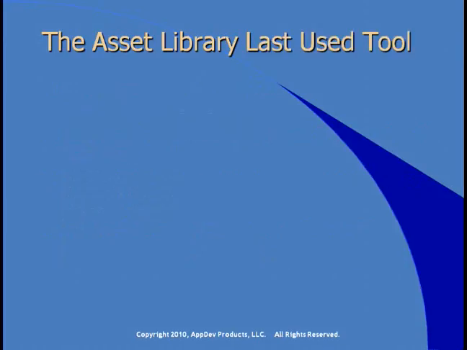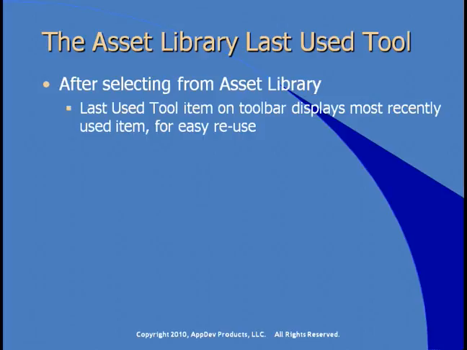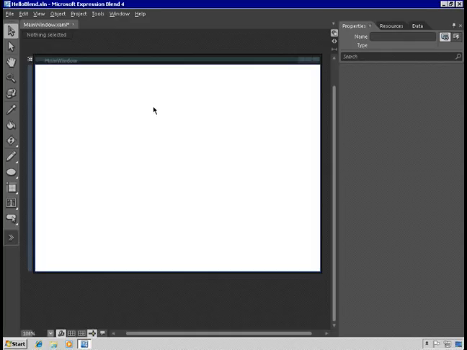Finally, there's the Asset Library Last Used tool, on the theory that if you used it once, you're likely to use it again. After you select an item from the Asset Library, the Last Used tool item on the toolbar displays the most recently used item for easy reuse. Let's take a few moments and investigate each of these items on the toolbar to see how they work.